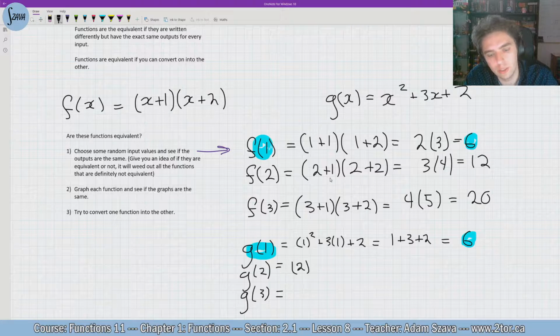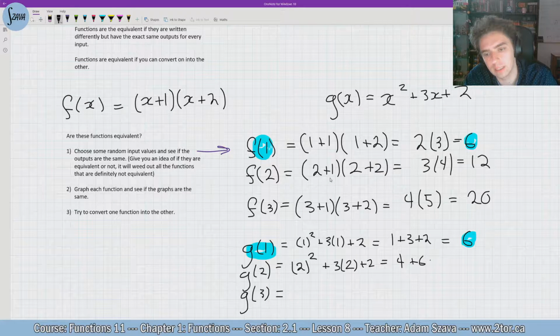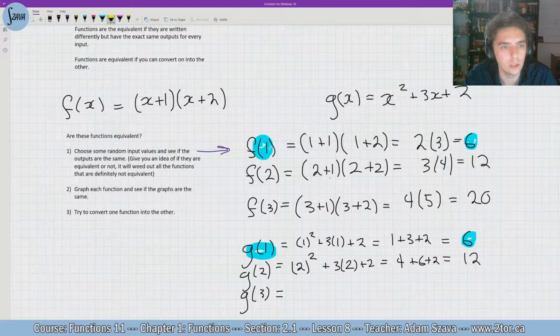So g of 2 is going to be 2 squared plus 3 times 2 plus 2, which is going to be 4 plus 6 plus 2, which is going to be 12. So for x equals 2, we do f of 2, we get 12. g of 2, we also get 12. So far, the two functions are equivalent. Again, confirming so far that they are equivalent.